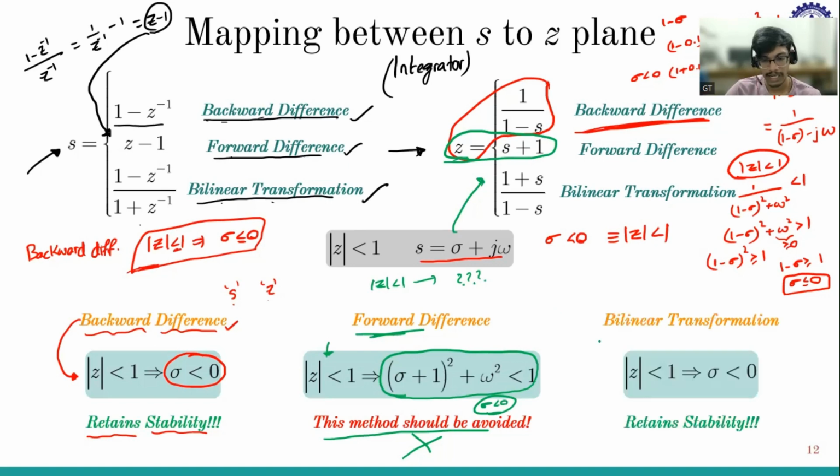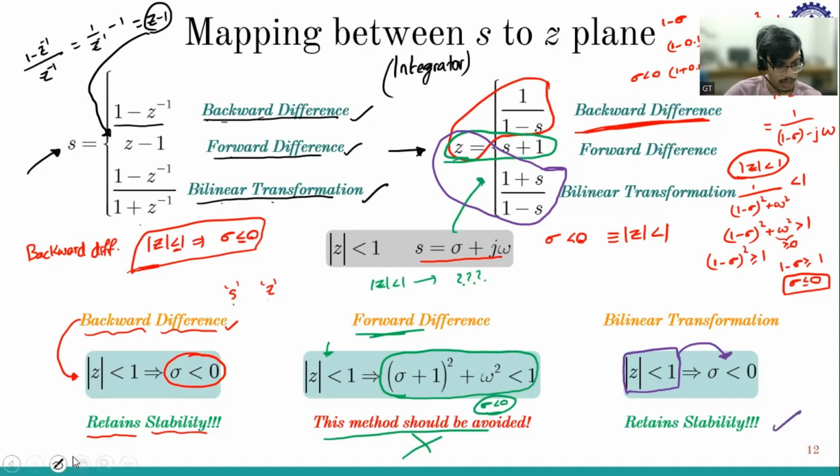In the case of bilinear transformation also, I'm not showing it again, you should do it. In the bilinear transformation, you should consider z equal to this expression, and then substitute s equal to sigma plus j omega, apply this, and you will get this expression. So it also retains stability.